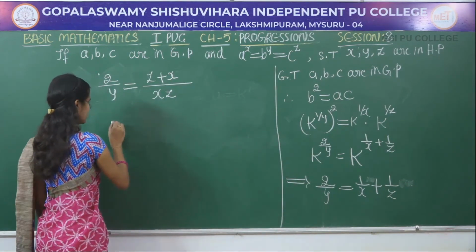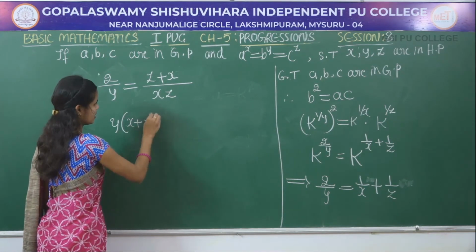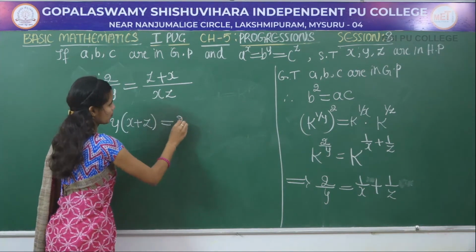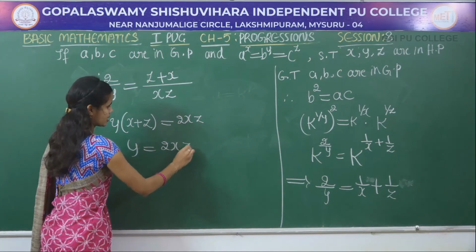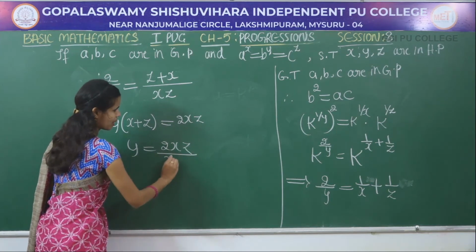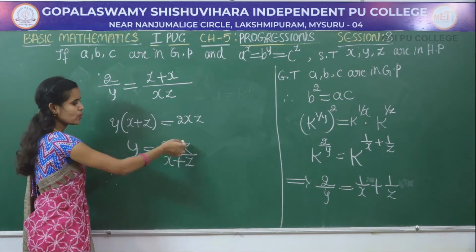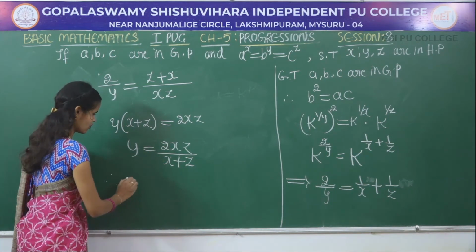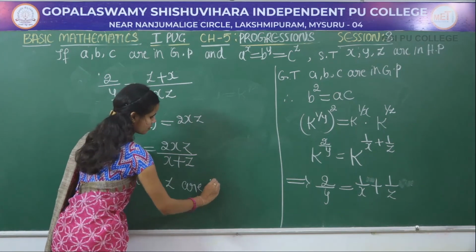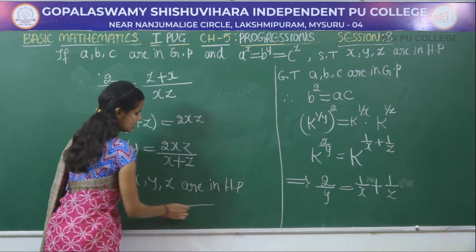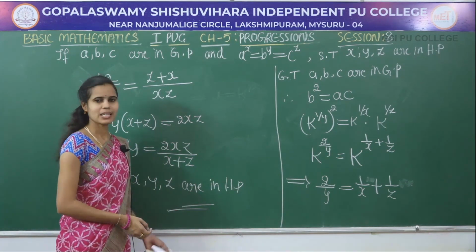Now cross multiply: y into z plus x, or x plus z, is equal to 2 into xz. Therefore y is equal to 2xz. Take this term to the right side, it becomes divided by x plus z. Therefore y is equal to 2 into xz divided by x plus z. So therefore x, y, z are in HP. Okay. So next, let us move on to the next problem.